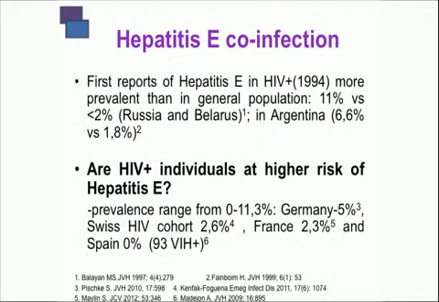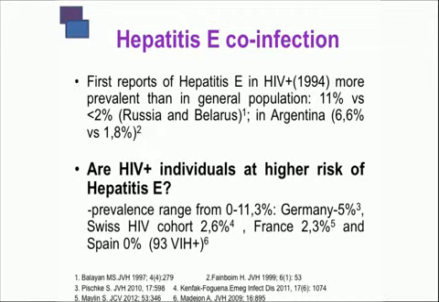What about E? In the first reports that emerged in 1994, it seemed that this infection was more prevalent in HIV, as you can see here, for example, in Russia and Belarus, 11% versus less than 2% in the general population. And this question arises: are HIV individuals at a high risk of hepatitis E?